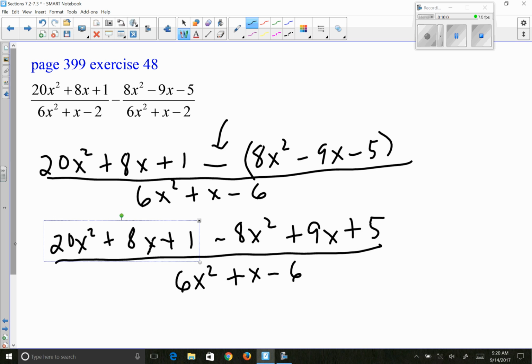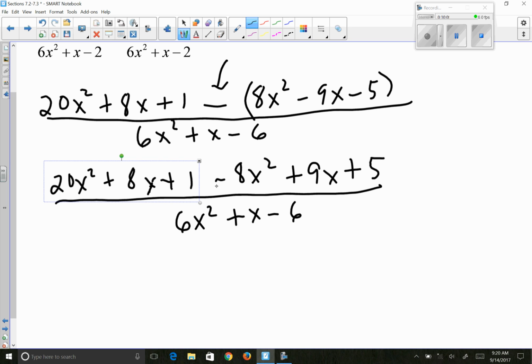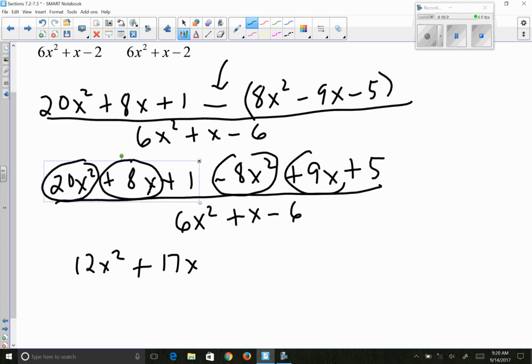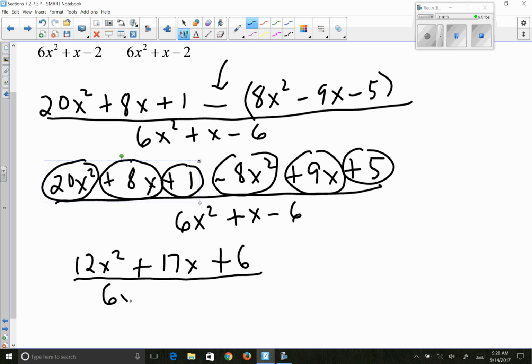And combine like terms. 20x squared minus 8x squared is 12x squared. That's combining these two. 8x plus 9x is 17x. That's combining these two. And positive 1 and positive 5 is positive 6. Don't forget over the common denominator. Now, if this can be factored, we need to try to factor it.